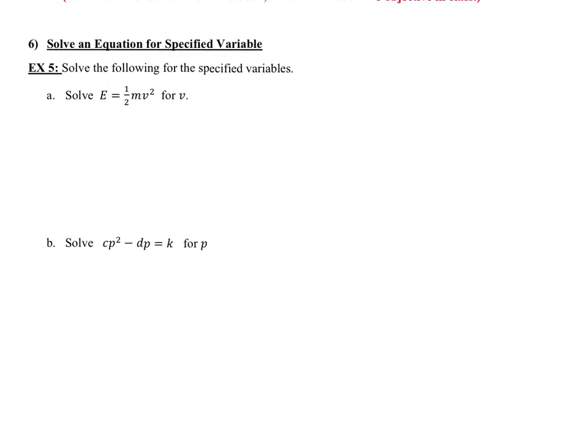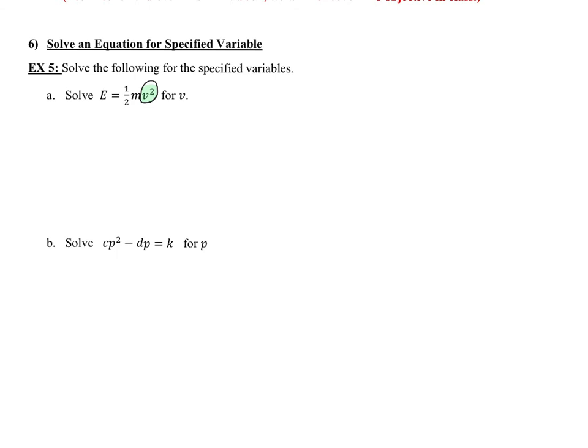The last objective for this section is solving an equation for a specified variable. So for A, we want to solve this equation for v. Now notice v is being squared, so we should be thinking quadratic. What I'm going to do, because I just see my variable squared and I don't see it anywhere else, I'm going to use the square root property, which means I need to get the half m to the other side.